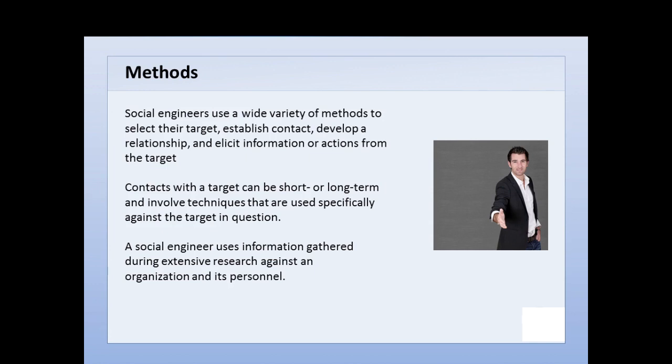Now, contacts with a human target can be short or long term, because the goal may be something very easy to get or just a small piece of information, or it might be a long-term target that involves getting a lot of information or cooperation from the target over time. Now, a social engineer uses information that they gather about a target against an organization and its personnel. This could be personal information, it could be organizational information, network information, and so forth.